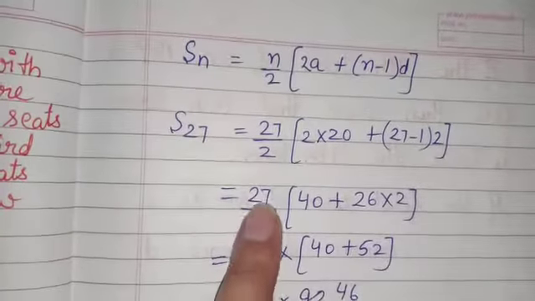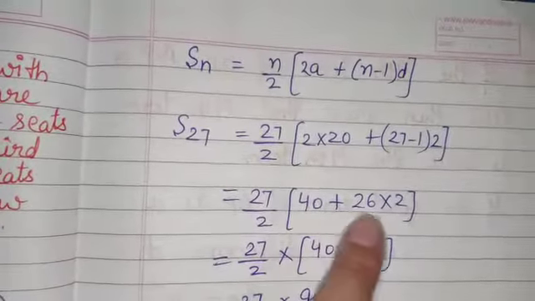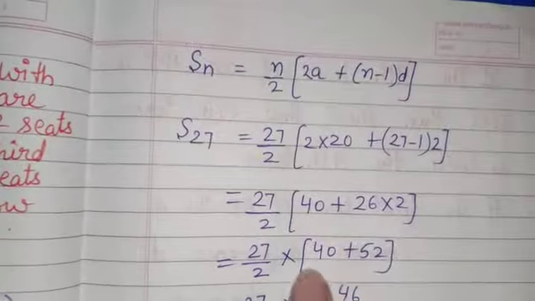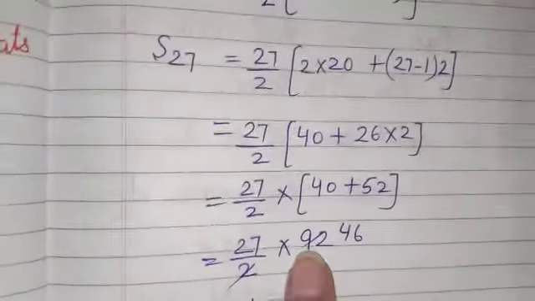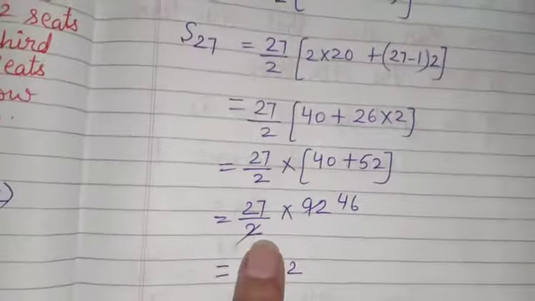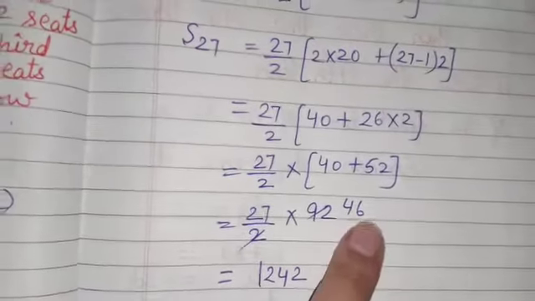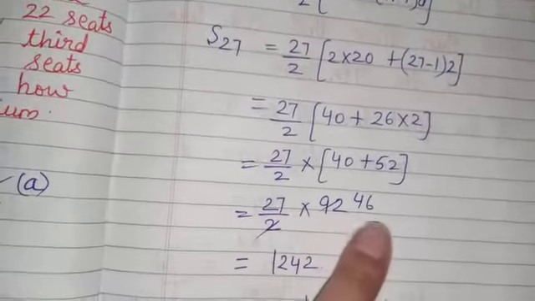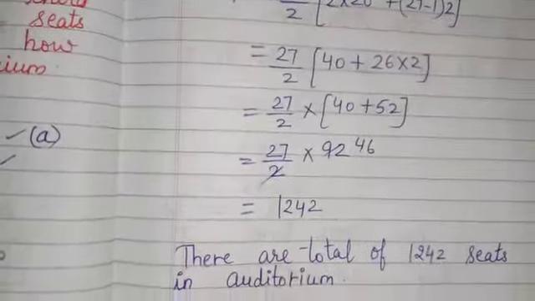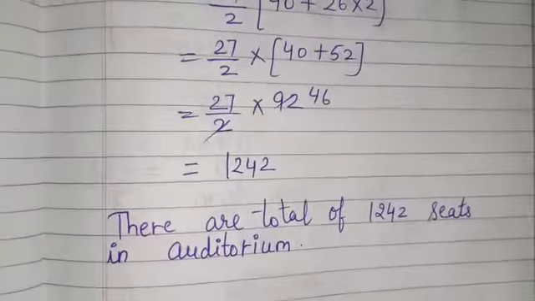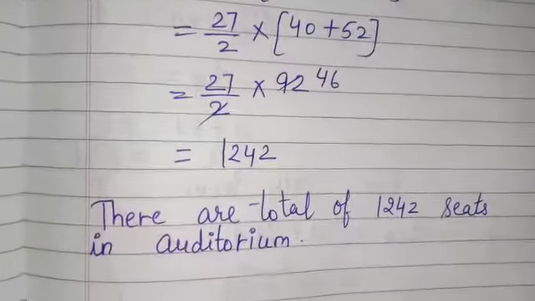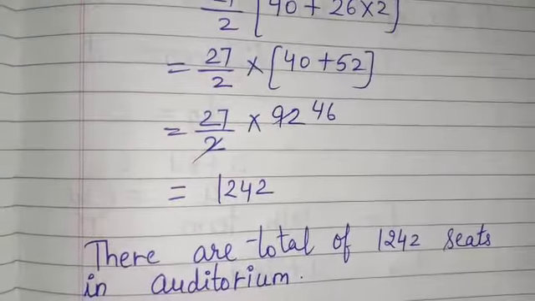Now you just solve 27 upon 2. 40 plus 26 into 2, 52. 40 plus 52, which means 92. That is cancelled by 2, which comes 46. You will multiply 27 into 46. You will get 1242. That means there will be a total of 1242 seats in the whole auditorium, right?